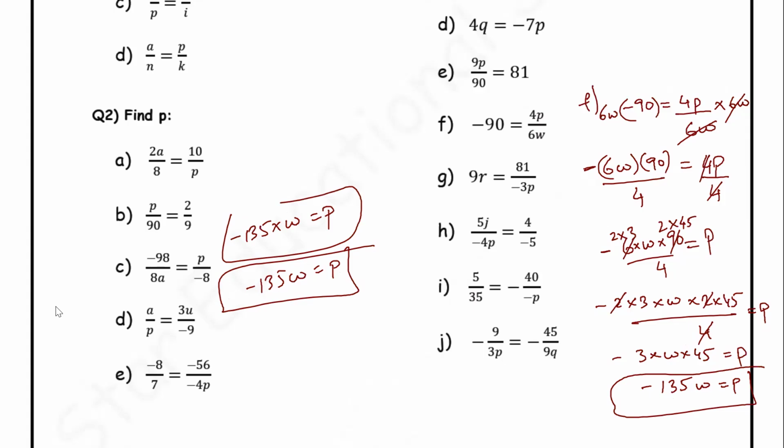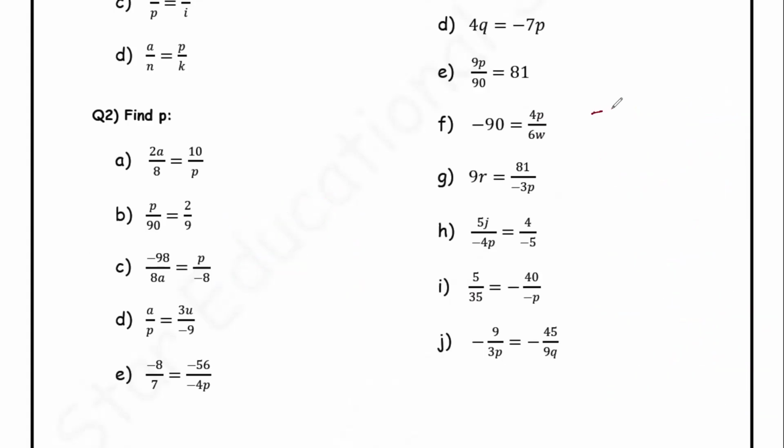Now I'll apply the trick and solve the same question. So negative 9T is equal to 4P upon 6W. The trick is I assume that there's a 1 beneath here. Now I take the 6W and put it next to 90, and take the 4 and put it next to 1. Got it?